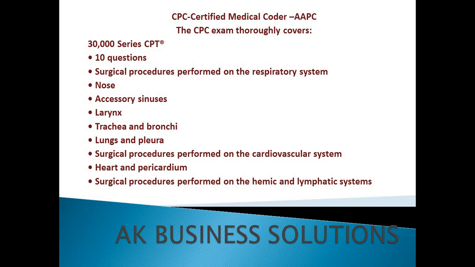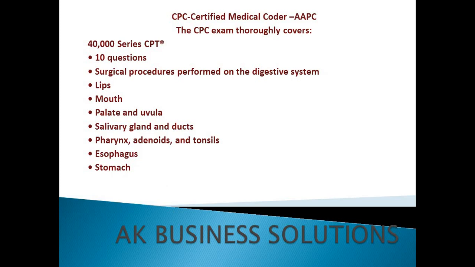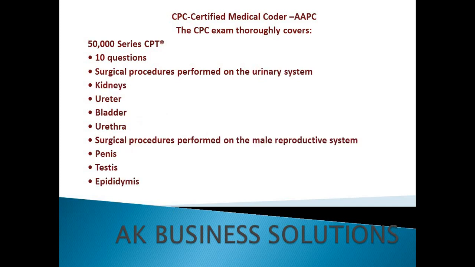The third series is the 30,000 series. It includes surgical procedures performed on the respiratory system, the cardiovascular system, and the hemic and lymphatic system. So all the surgical CPT codes are covered under these 3 series. The 40,000 series is for surgical procedures performed on the digestive system, lips, mouth, pharynx, esophagus, stomach, and all those organs which come under the digestive system area. The 50,000 series is for urinary surgical procedure codes, used for the urinary system and surgical procedures performed on the male reproductive system. So 10 questions are allocated for this 50,000 series.